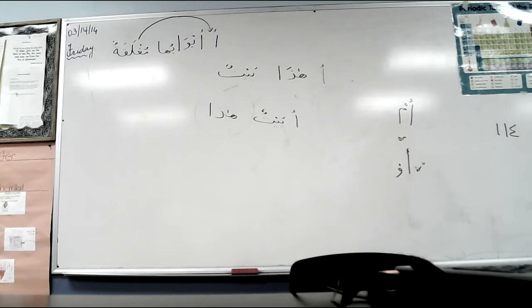Read the next part, next sentence. But there are certain nouns and adjectives which never have tanween. They are called diptotes in English, and in Arabic, al-mamnu' min as-sarf.